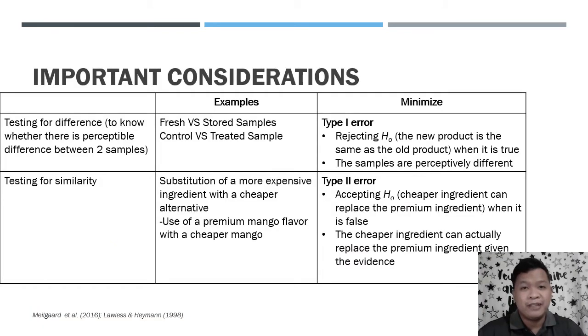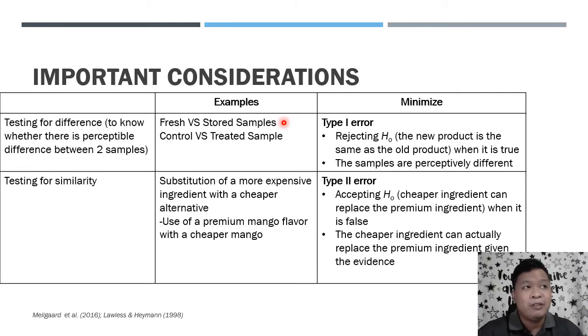But before we do that, though, there are important considerations for us, no? So, andyan yung testing for difference or testing for similarity as we've seen before. Ano ba yung actual examples ng testing for difference, no? For example, we want to look at the difference between fresh and stored samples, maybe as a function of time, para malaman mo how long mo pwede i-store yung samples before ka magkaroon ng changes in quality overall na madedetermine mo na difference. So parang shelf life yung tinitignan mo dito, no?